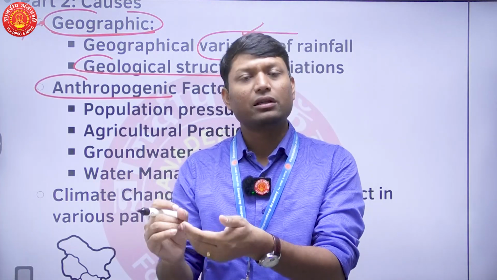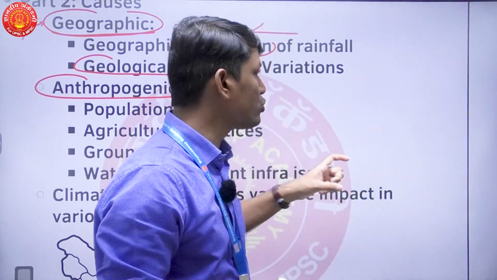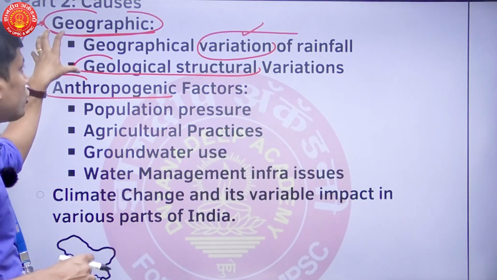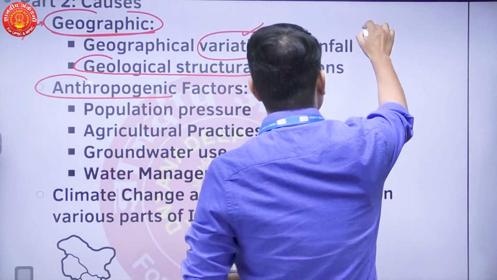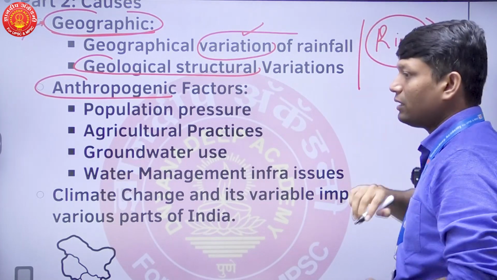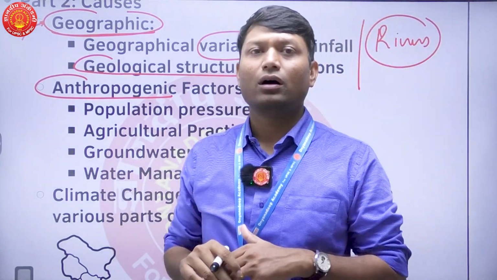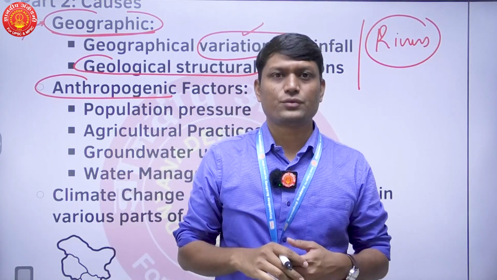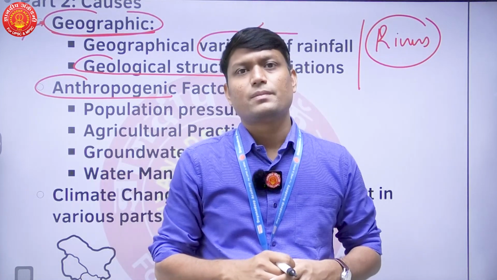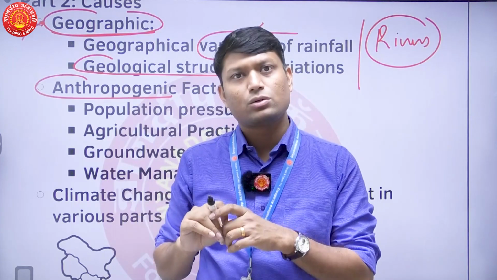The same is not the case in the Indo-Gangetic Plain, and that is why I am mentioning the geological structural variation. In geographic variation, I can also mention rivers. Not all regions of India have the same condition when it comes to river water. In the Gangetic Plain, a lot of water is received from the Himalayas. They have plentiful rivers and good water availability.